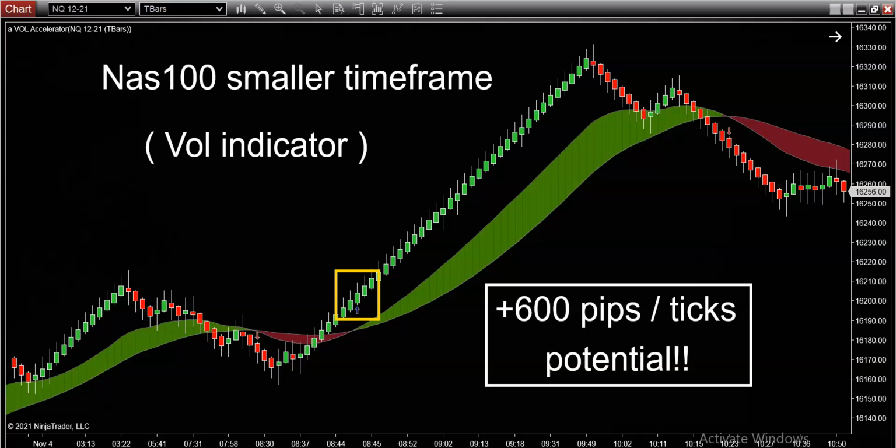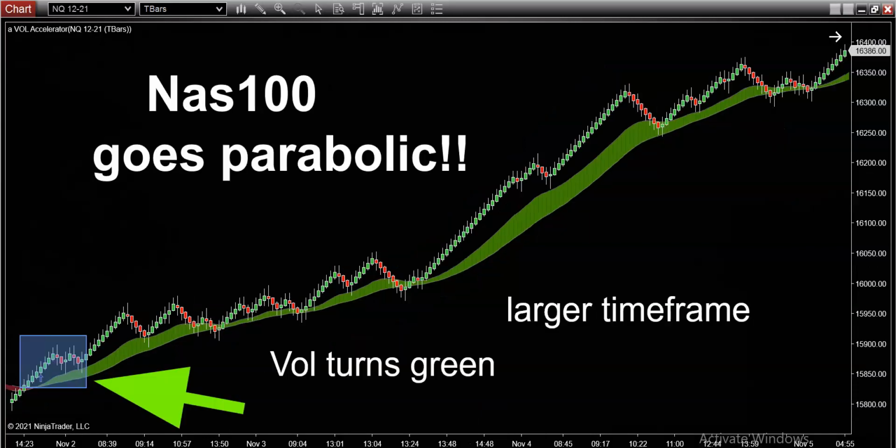For everybody else, I know you had an awesome week trading the Nas100. I mean, it was epic. This was just a history-making moment. This is going to go down in the history books as a record trading week.